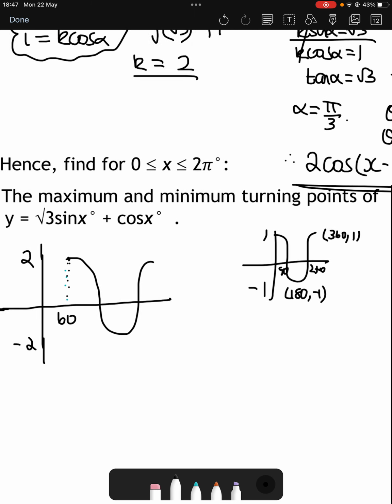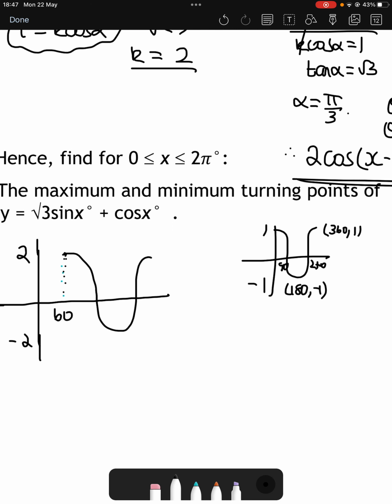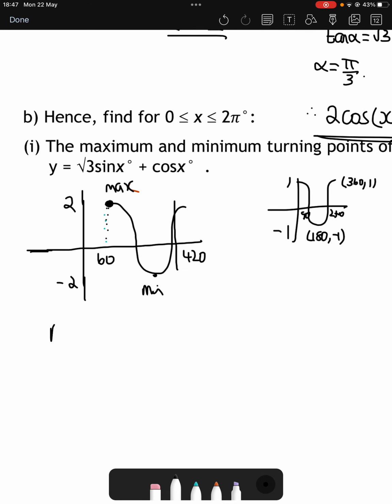Now 2 pi, if you think about it, is 360, but because you've moved it over, that's actually going to end at 420, so 360 is in there. So our maximum is here, and our minimum is here. So what do we know? Right, maximum.